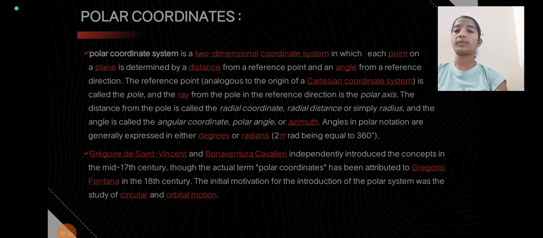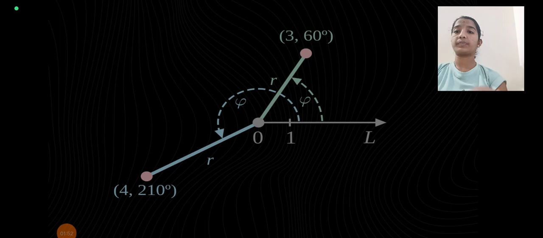Polar angle or angle in polar notation is generally expressed in either degrees or radians, 2 pi radians being equal to 360 degrees. The concept was independently introduced in the mid 17th century, though the actual term polar coordinates has been attributed to Gregorio Fontana. In the 18th century, the initial motivation for the introduction of the polar system was the study of circular and orbital motion.